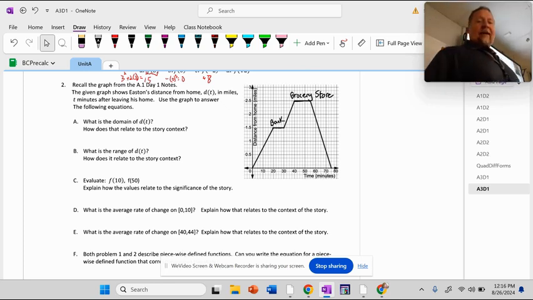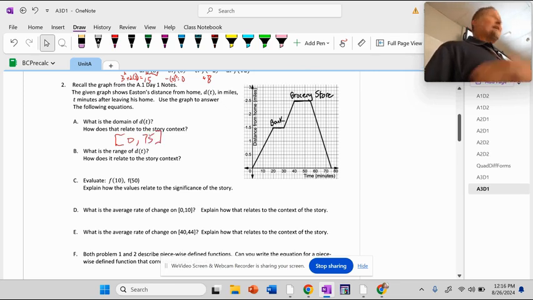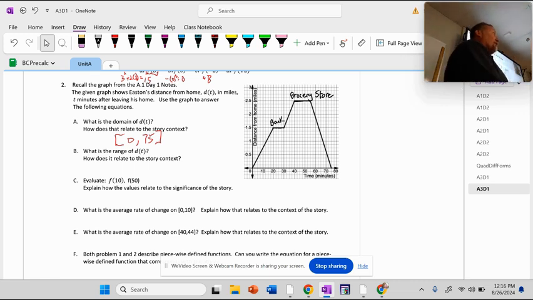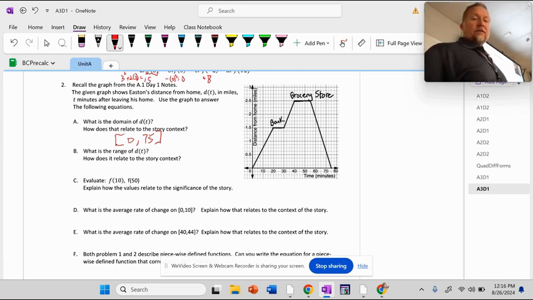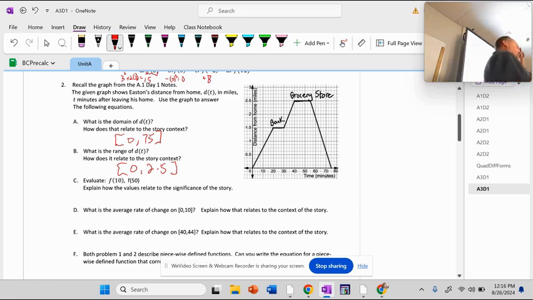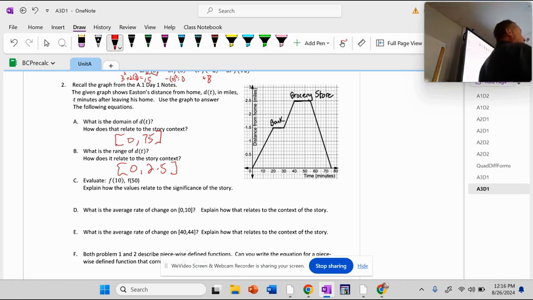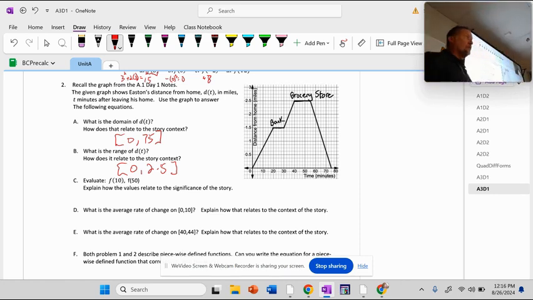Okay, so I hope you got a domain. 0 minutes to 75 minutes, right? Okay, we can write that as an inequality. We are counting 0 as the start. At 0 minutes, you're 0 miles away. And then at 75 minutes, you're back to 0. And then there we go. Our range is 0 to 2.5. And then you would say you are at most 2.5 miles away from your home at any point during this traveling. It takes you 75 minutes to go from home to the 2 stores and back home, is what you maybe write for A and B.